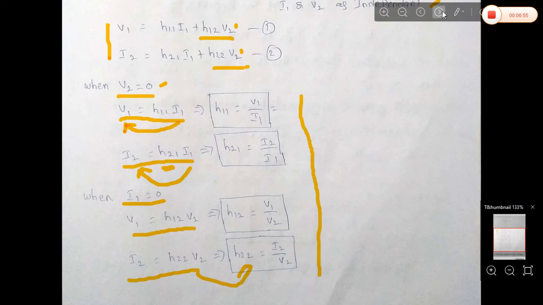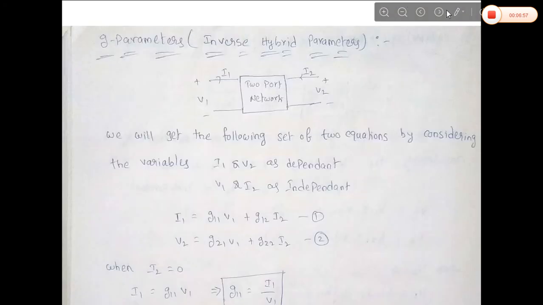We follow the same process as discussed in the previous case. Next parameters, that is the G parameters, which are nothing but inverse ABCD parameters. In the previous case we followed V1 and I2 as dependent, but in the inverse case, I1 and V2 are dependent and V1, I2 are independent. So the equations are I1 equals g11 V1 plus g12 I2, V2 equals g21 V1 plus g22 I2. These are the G parameter equations.